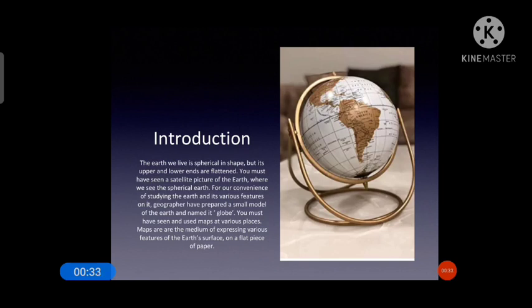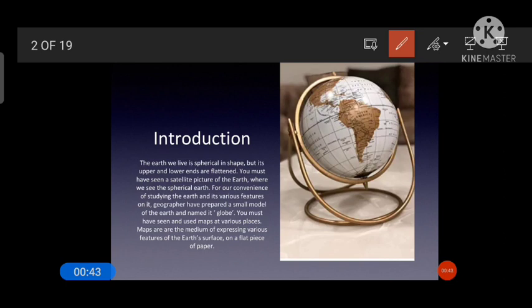Now, the earth we live on is spherical in shape, but its upper and lower ends are flattened. You all know the shape of the earth, which you have already studied in your junior classes, spherical shape, just like the shape of a football, or you can say the shape of an orange, where the upper end and the lower end of the earth are flattened, just like an orange.